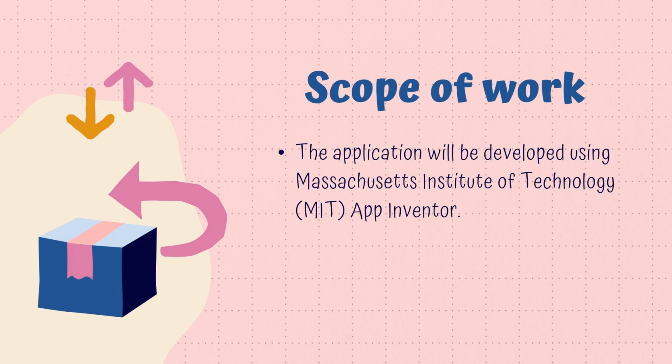The scope of works: the application will be developed using Massachusetts Institute of Technology MIT App Inventor. MIT App Inventor is a free tool that simplifies the process of cataloging and organizing food items, documents and records in the household. This allows users to create custom mobile applications for Android and Apple users, making it an efficient and user-friendly solution for managing and cataloging belongings. This visual programming environment simplifies the tracking and organization of belongings from groceries to important documents and valuables.